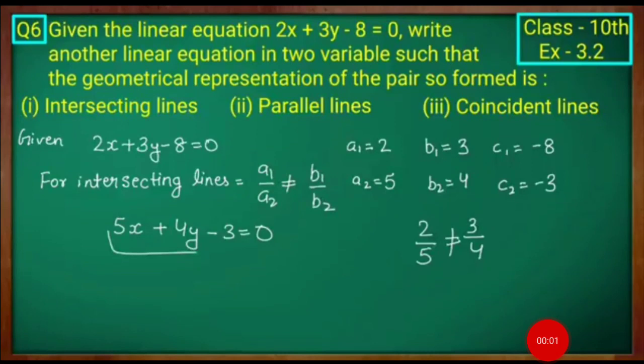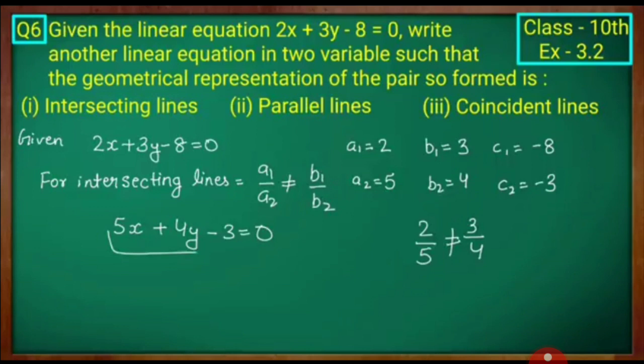In the sixth problem, given the linear equation 2x plus 3y minus 8 is equal to 0. This is a linear equation, it is given. Write another linear equation in two variables such that the geometrical representation of the pair so formed is. Means we have to write a second linear equation according to the first linear equation. This pair of linear equations should satisfy the first, second and third points.